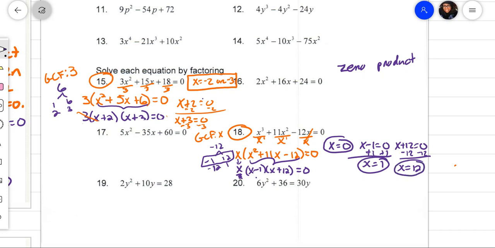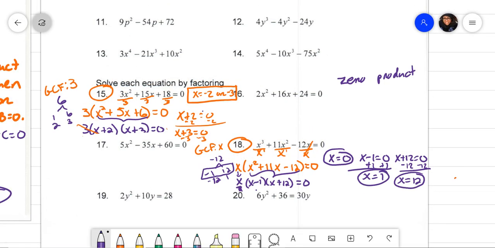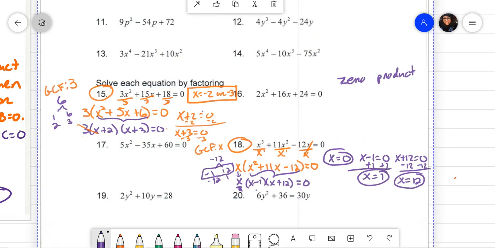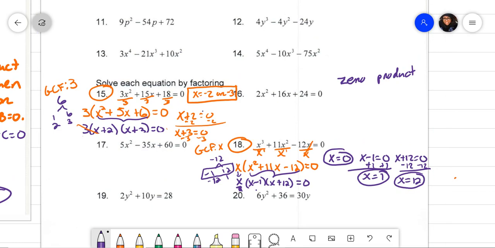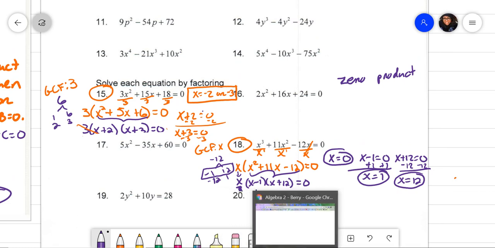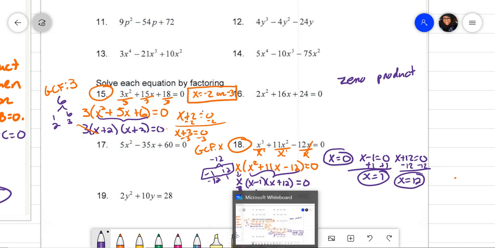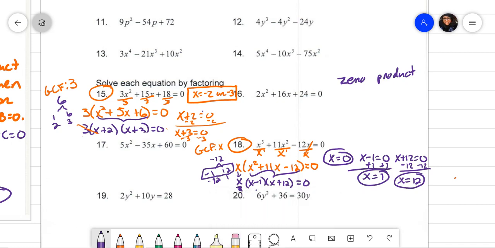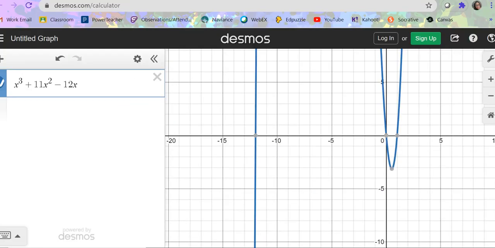Now, a lot of you are probably thinking, in the beginning when we started with the quadratics last week, that I indicated that there would only be 1, 2, or no solutions. That's going to be the case if it's a quadratic. This one is obviously not a quadratic because it's an x to the third power. So that's why this one has 3 answers. I'm just going to show you quickly on Desmos. Give me 1 second.